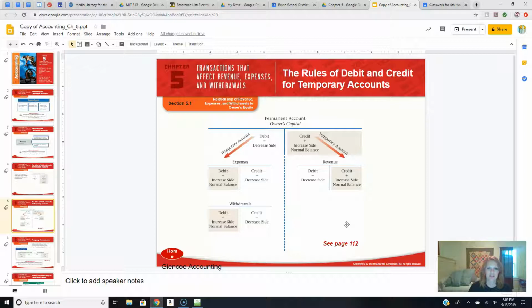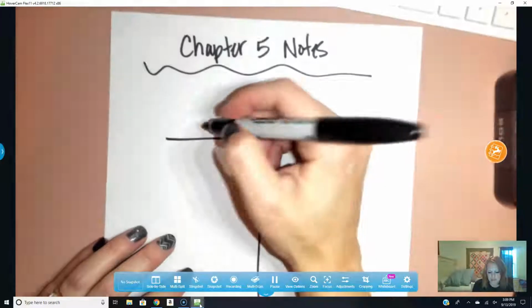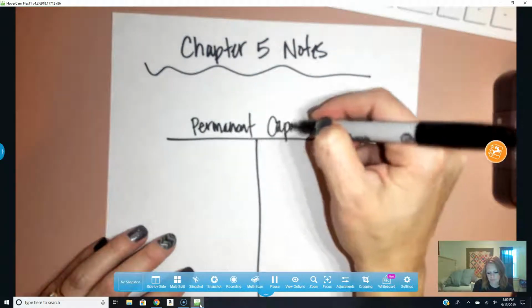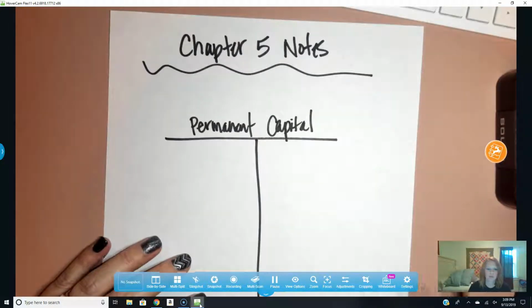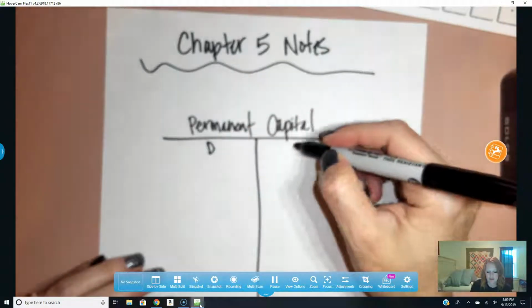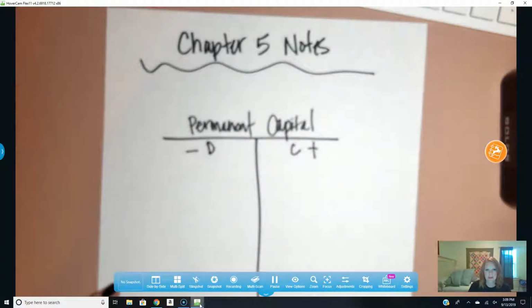This is going to be the page that you need to refer to as we are going through our problem together. But basically, we have our permanent capital account as a big T. So if you want to write permanent capital, that's our big T. And actually in our chapter 4 notes, I had you put little stars next to our revenue, expense, and withdrawals because those are going to be our temporary accounts. So we still have our debit credit side, our capital account increases with a credit and decreases with a debit.